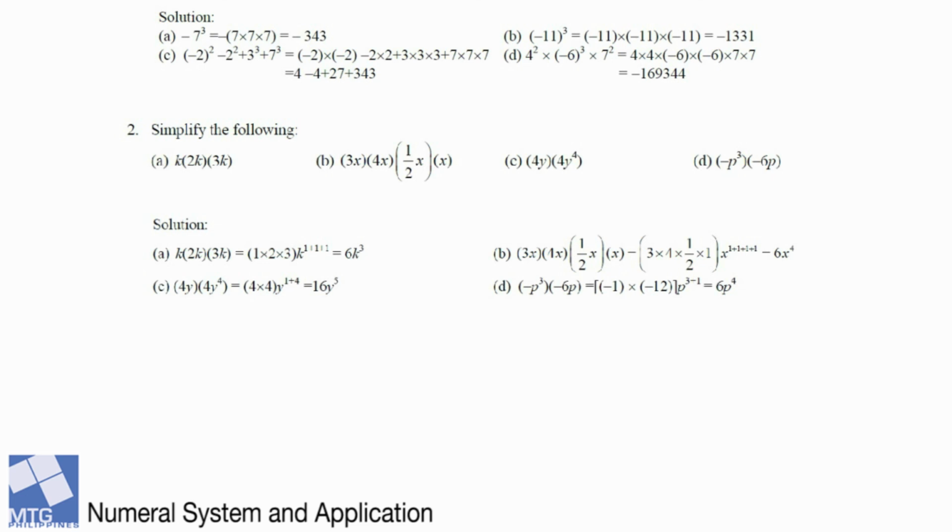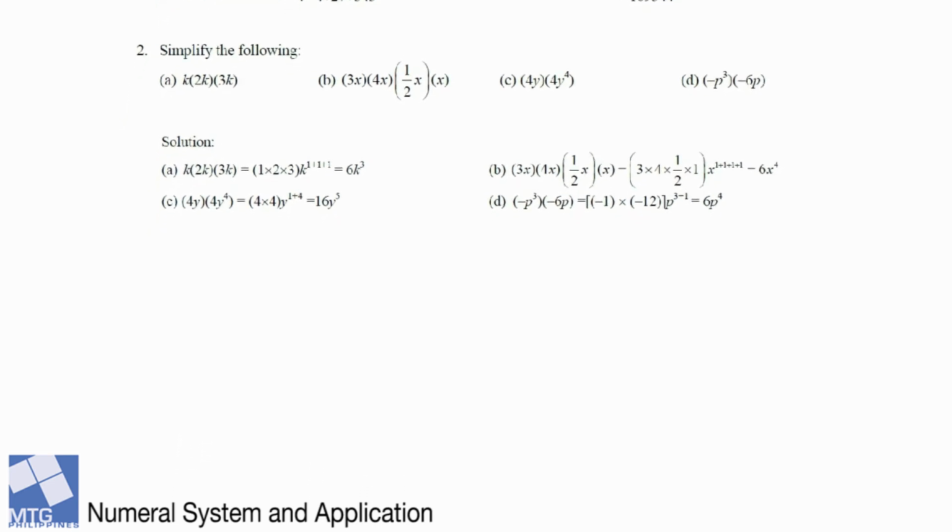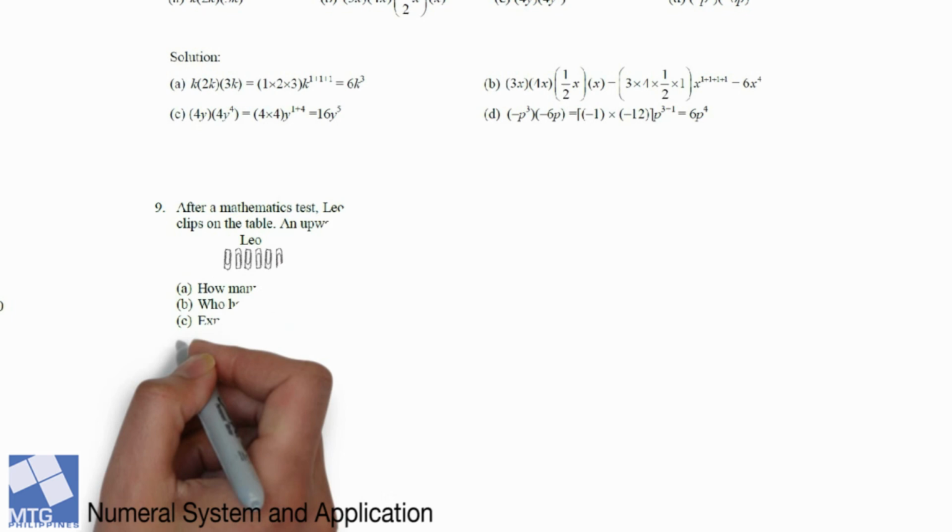Part D, we have negative p cubed times negative 6p. When we simplify this expression, similar to the previous items from part A to part C, we will have here the product to be equal to 6 times p raised to 4. We will skip items from 3 to 8 because I believe that you can answer these items on your own. These items are just similar to the previous items that we have discussed. Now, let us proceed to item number 9.